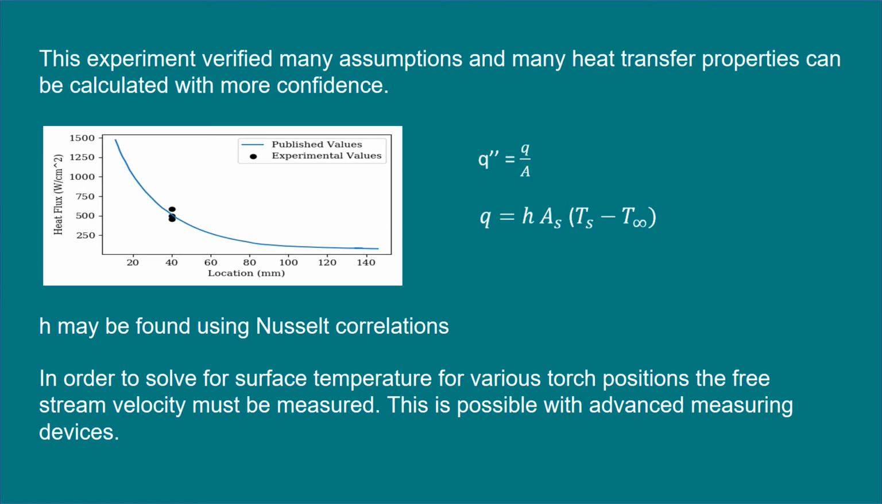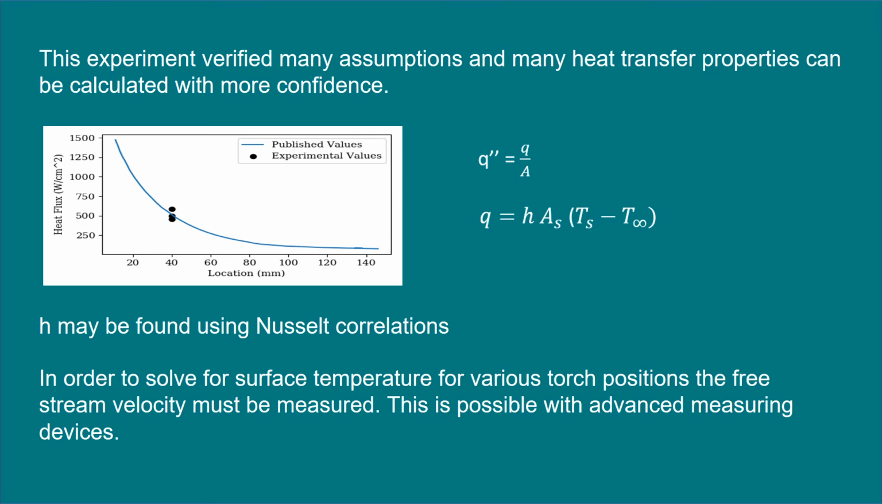Secondly, there's a lot of things that can be found from this. You'll note in the second equation here stating that heat transfer rate is equal to a heat transfer coefficient times the surface area and the change in temperature. Having used this plot from the published values, you could find Q and the area will cancel. That leaves h to be found. h can be found using Nusselt correlations.